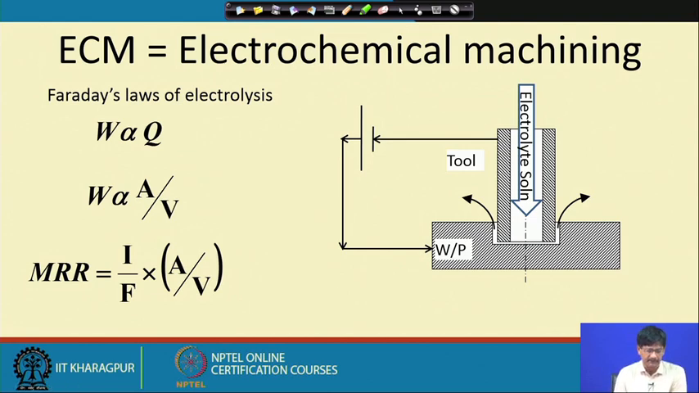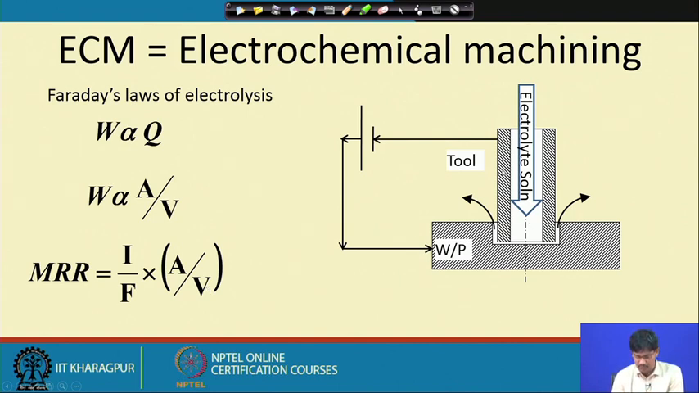Electrochemical machining is developed on the principle of electrolysis. Weight dissolved or deposited at a particular electrode due to electrolysis is directly proportional to the total amount of charge passed. It is also proportional to the atomic weight by valency of the material being dissolved or deposited, and MRR that way is equal to, once we remove this proportionality, I by F, current by Faraday's constant, into atomic weight by valency. Electrolyte solution is coming in.